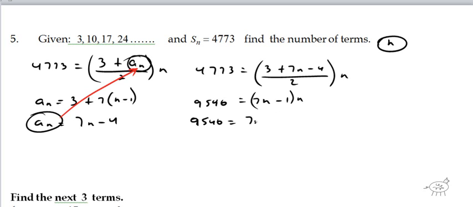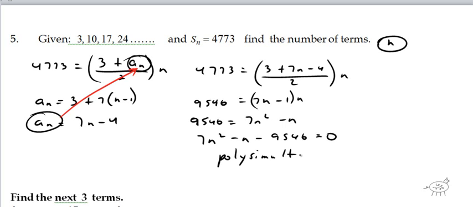So I get 9546 equals 7n squared minus n. Move the 9546 over, so 7n squared minus n minus 9546 equals 0. Okay? And then, you could definitely factor that. That'd be kind of brutal, but you can use your polynomials on your calculator.